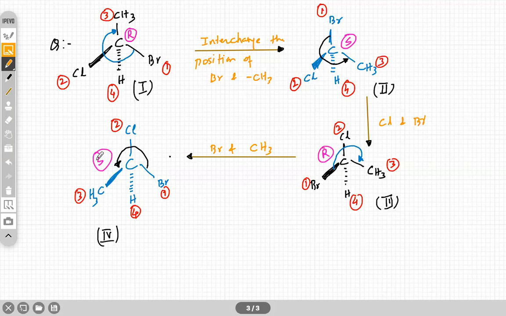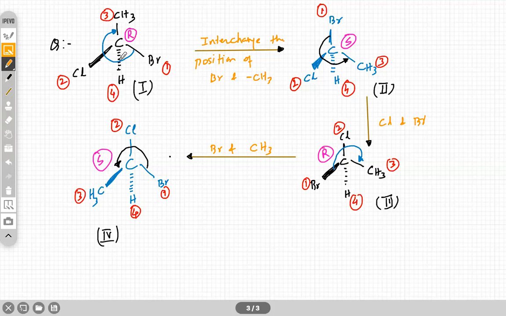Correct? So if you observe this, when we have one exchange, means one pair is getting exchanged, Br and CH3, the configuration of R becomes S. Yes, one exchange, you see, S becomes R. One exchange, you see, R becomes S. So whenever you have one exchange, R becomes S and S becomes R. Correct? Now, if you consider this one, from here to here, 1, 2, 3 to 4, okay? We have one pair of exchange here and one pair of exchange here and another pair of exchange.